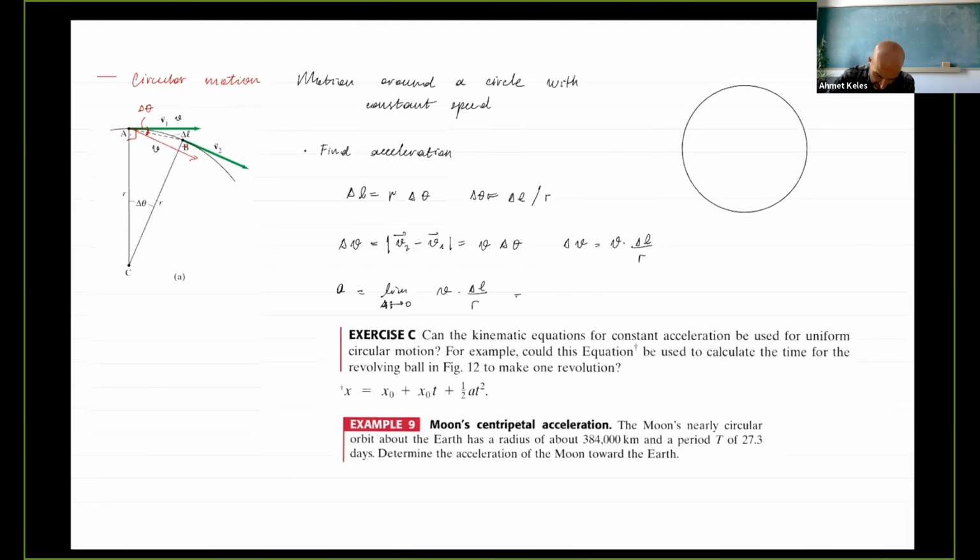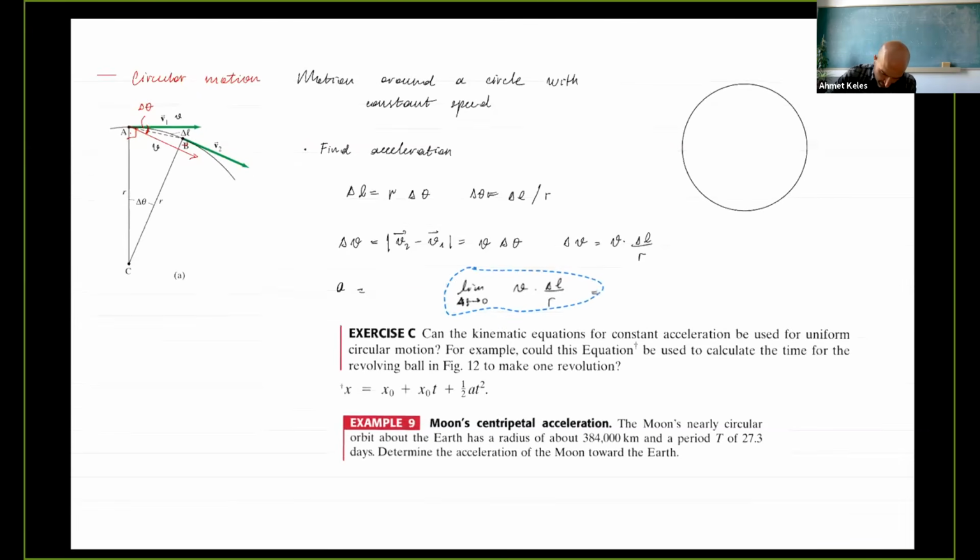Okay, I need to write it this way. Forgot delta t. So this is the limit of delta v over delta t as delta t goes to 0. And there's an overall delta t here, and I take the constant outside the limit. This is v over r, so the limit of delta L over delta t as delta t goes to 0.